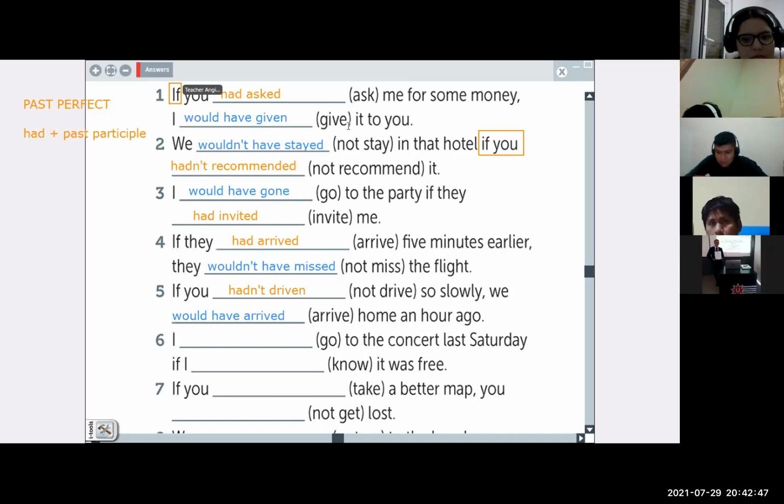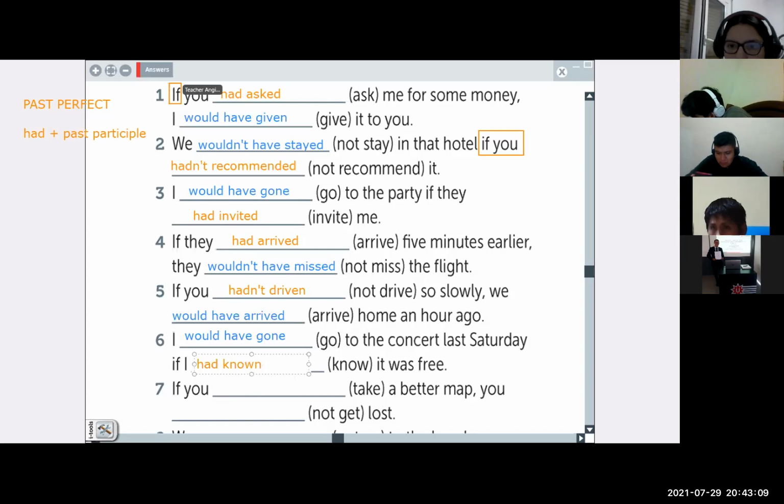I would have gone to the concert last Saturday if I had known it was free. Very good. Alison, please, number 7.